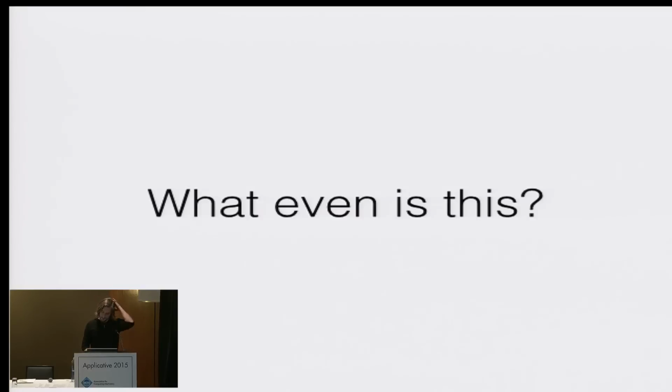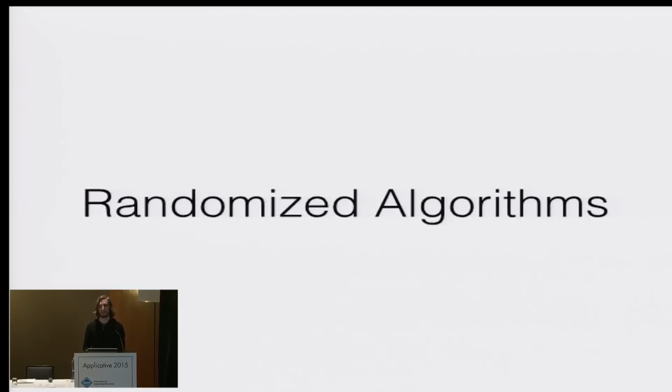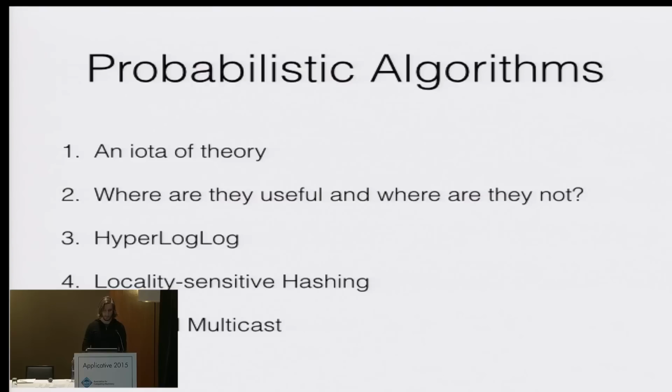All right, so what are we talking about? We're talking about probabilistic algorithms, otherwise also occasionally known as randomized algorithms, and occasionally estimation algorithms. So here's the roadmap. I'll talk a little bit of theory, about where we could use these and why they're useful, and then go through a couple different ones. I tried to pick 3 different algorithms that were pretty different from each other. HyperLogLog is pretty straightforward. Locality-sensitive hashing is quite a bit different, and Bimodal Multicast is a distributed probabilistic algorithm.